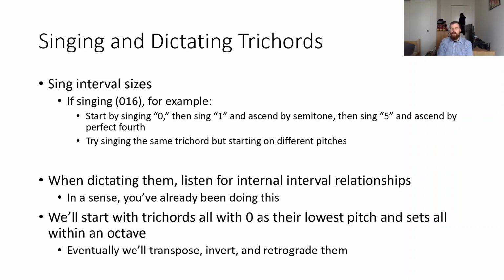is if we want to sing 016, you start by singing 0, and then sing 1 as you ascend a semitone, and then sing 5 as you ascend to a perfect fourth. This is a little bit tricky because you go, wait, why would I sing 015 when it's 016? Well, because the distance you're traveling is not the pitches that you're traveling. So try singing the same trichord, but starting on different pitches. So sing those intervals, 015, but starting somewhere else, starting on, say, 7.